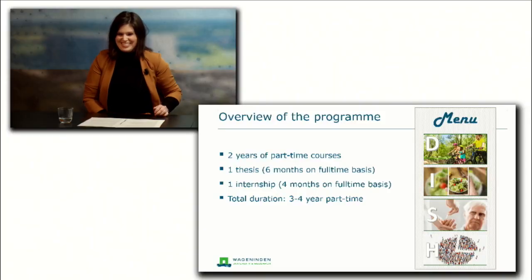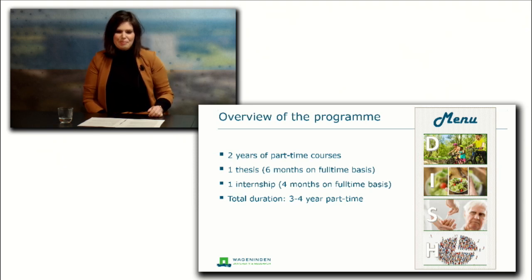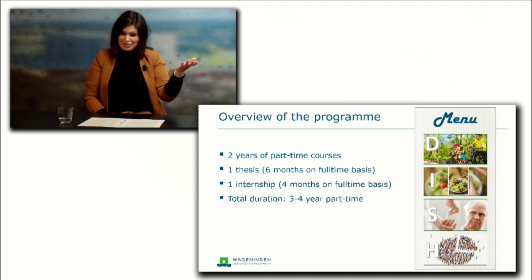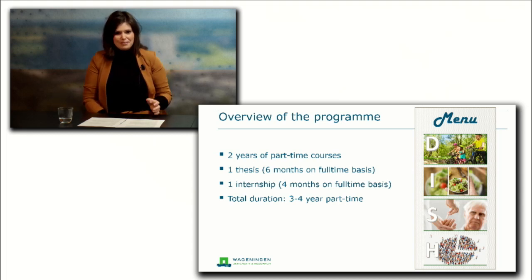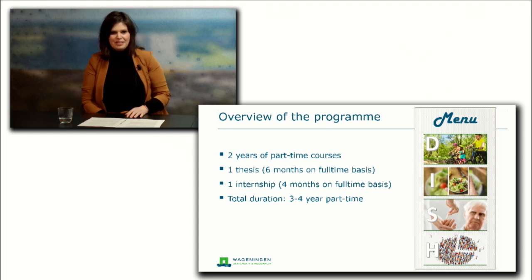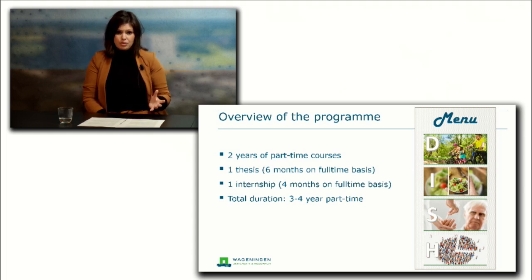Yes, I think we can go to our overview of the program. You already gave us a good overview of the number of credits. Thank you for that, Rosalie. And let me repeat it in different words. A master program consists of 2 years of part-time courses in which you earn 60 credits. After that, you can continue with the master thesis, which is 6 months on a full-time basis, and also worth 36 credits, and then the internship of 4 months, so 24 credits on a full-time basis.